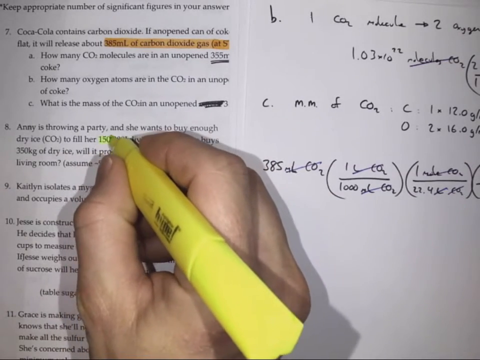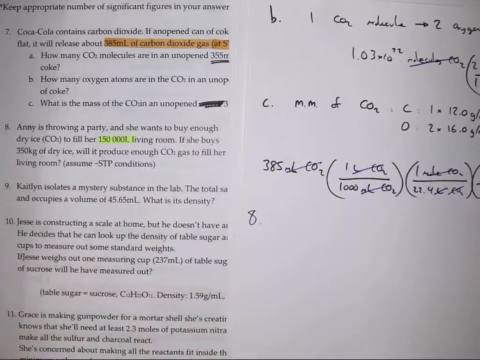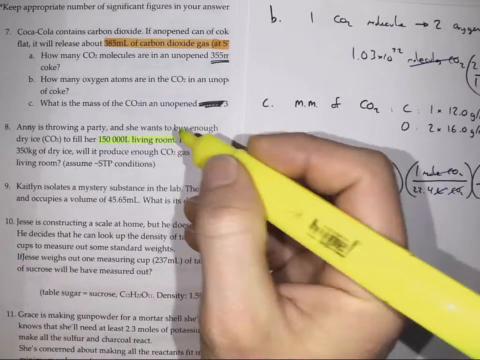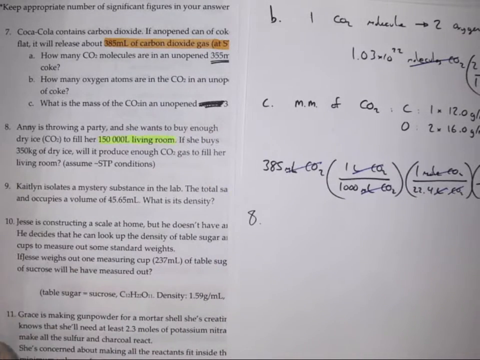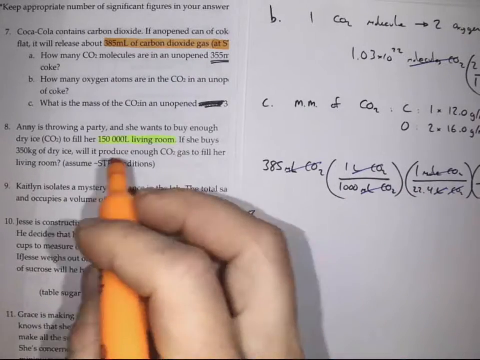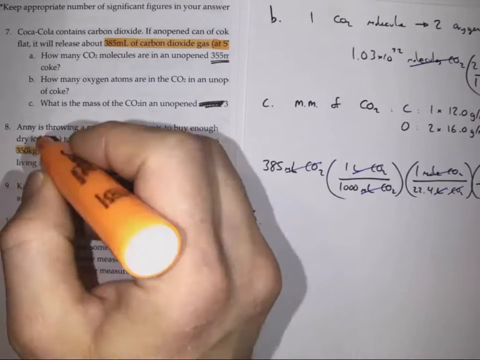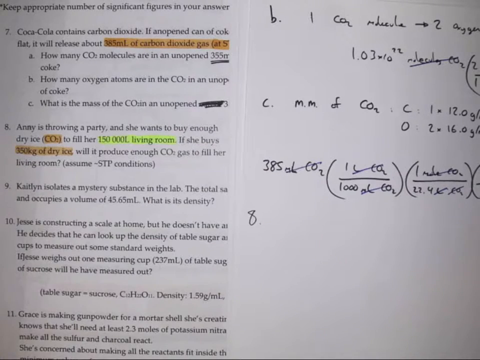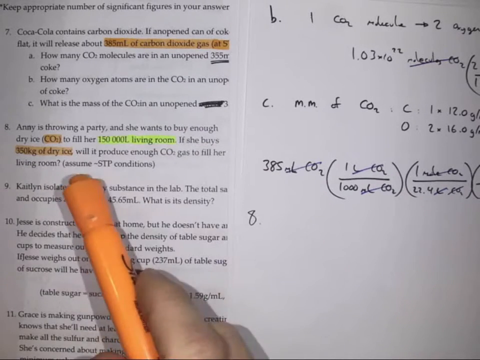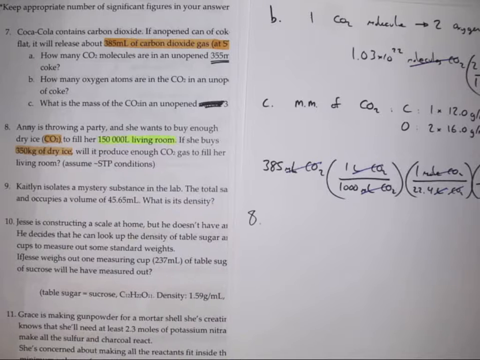a 150,000 liter living room. And so the question says she's buying 350 kilograms of dry ice. Of course, dry ice is carbon dioxide, solid form. And the question is, will it produce enough gas to fill her living room?